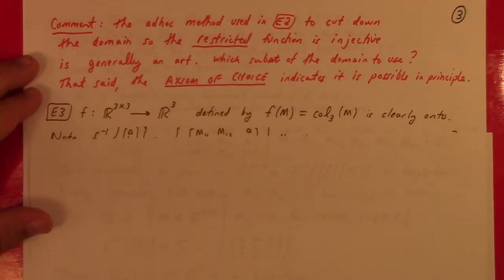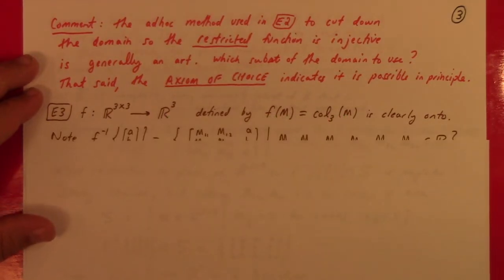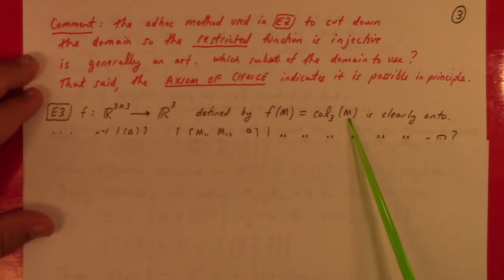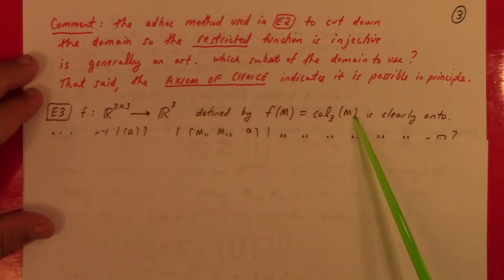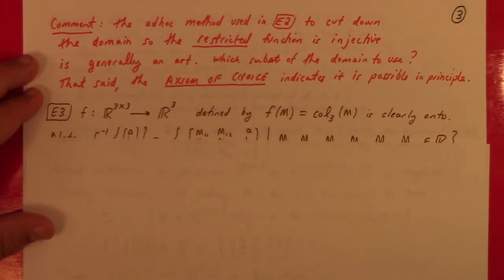Okay, so here's another example. Suppose you take the function from 3 by 3 matrices to three-dimensional space defined by just picking out the third column of the matrix. I say that's clearly a surjection, because you pick me any point in R3, and to show it's onto, you can just take the matrix which has that point as its column, and it maps to there. It's easy to see it's onto.